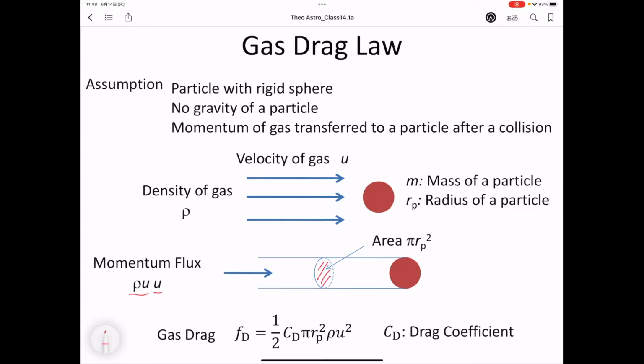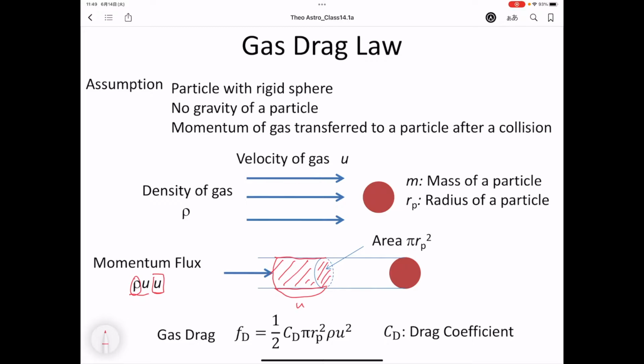The cross-section of the solid particle can be calculated: pi r sub p squared. We need to multiply by u because the inside of this cylinder is approaching the solid particles. And by multiplying by rho, you can find out how much mass is included in this cylinder. Then this mass has a velocity of u. This momentum is transferred to solid particles.